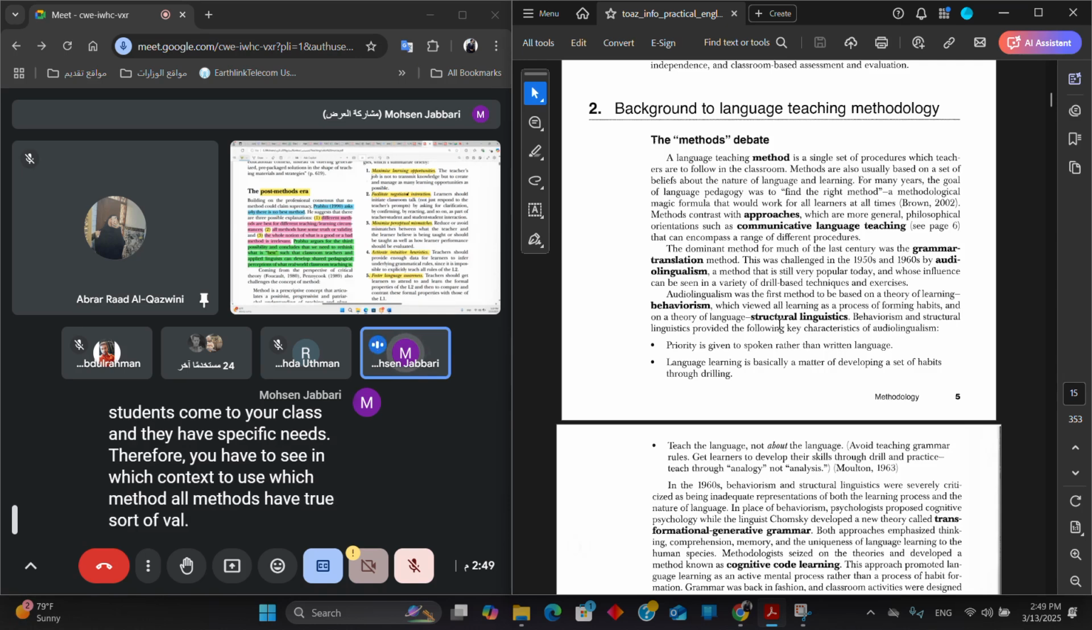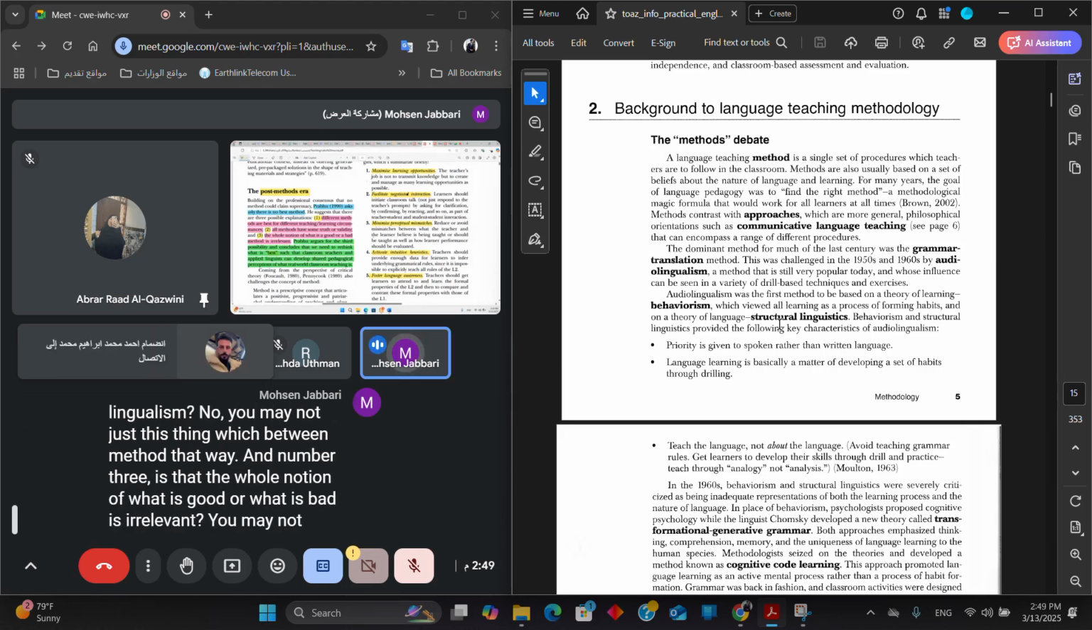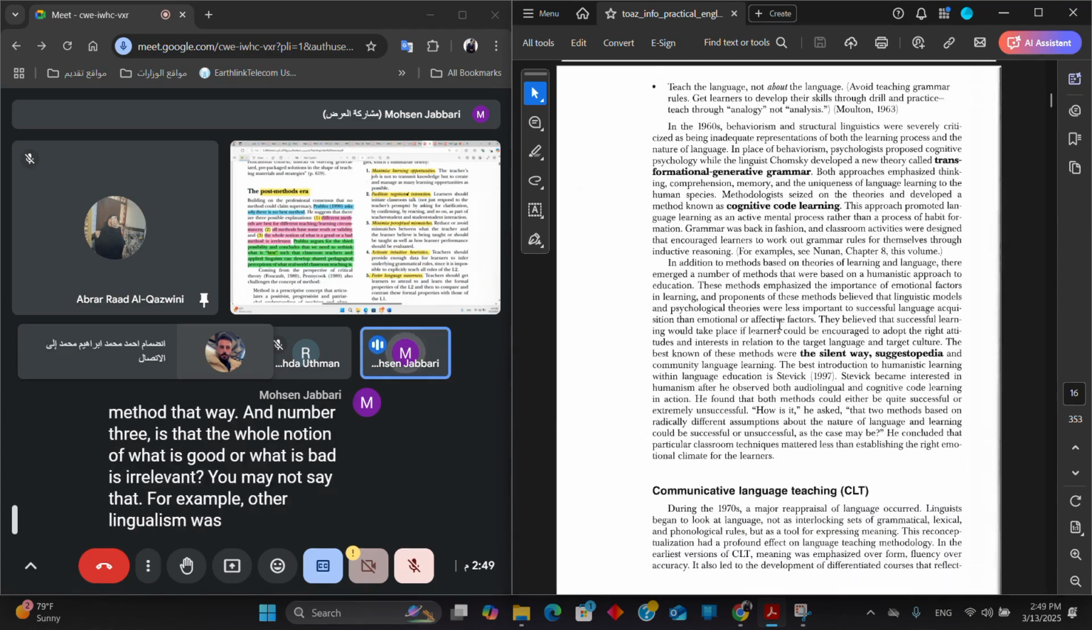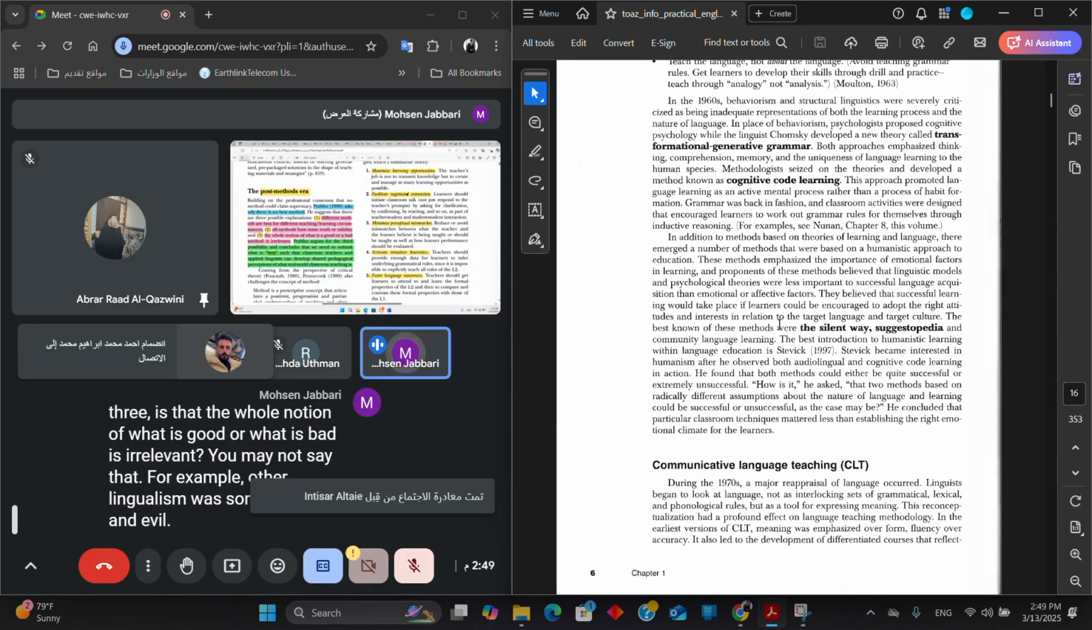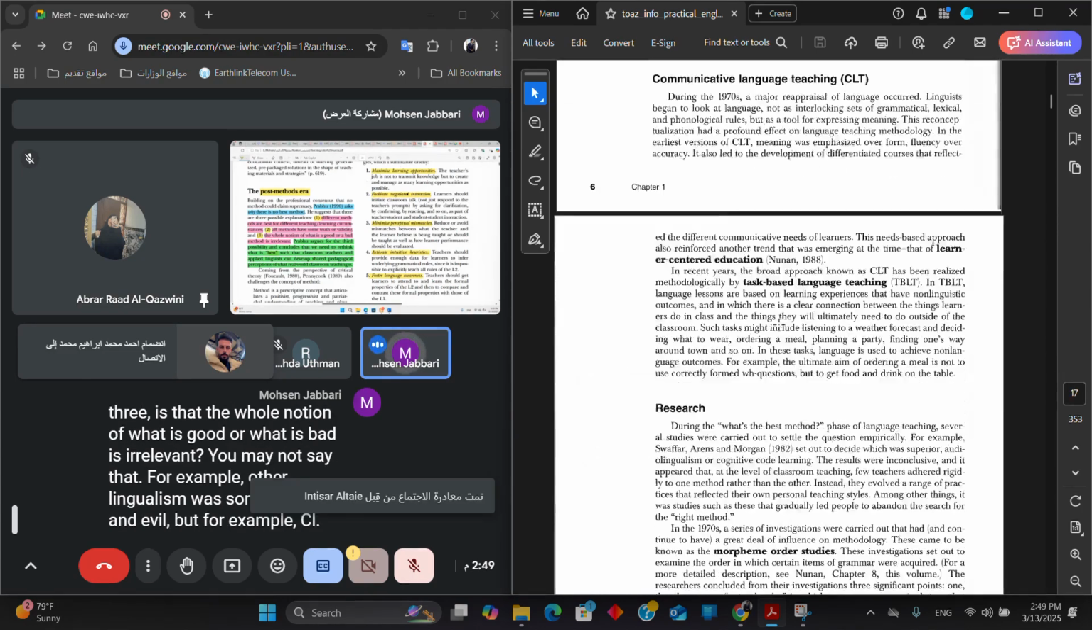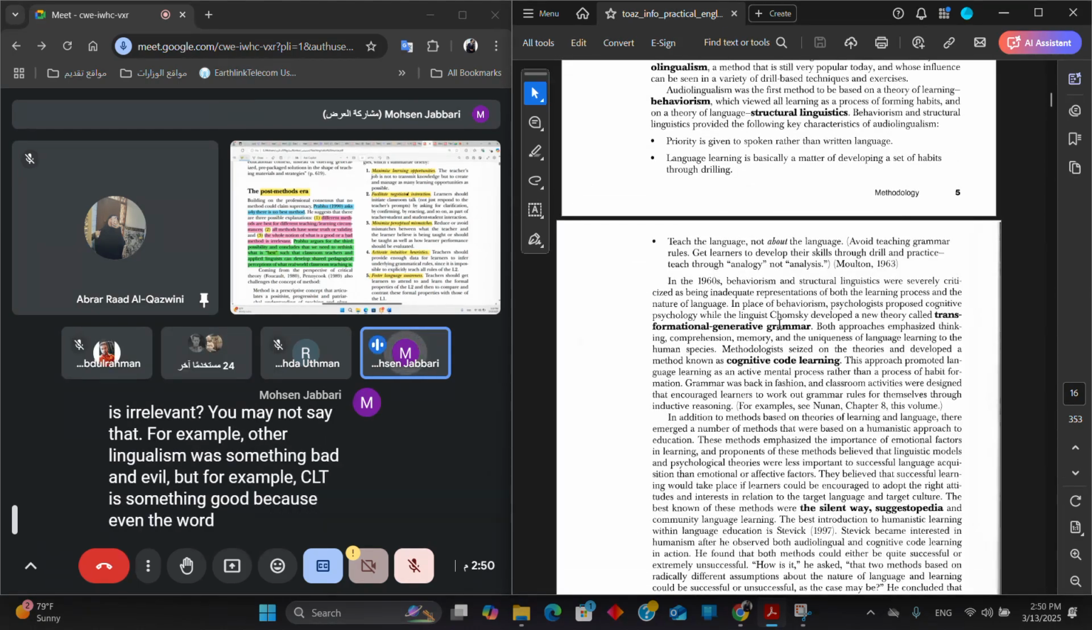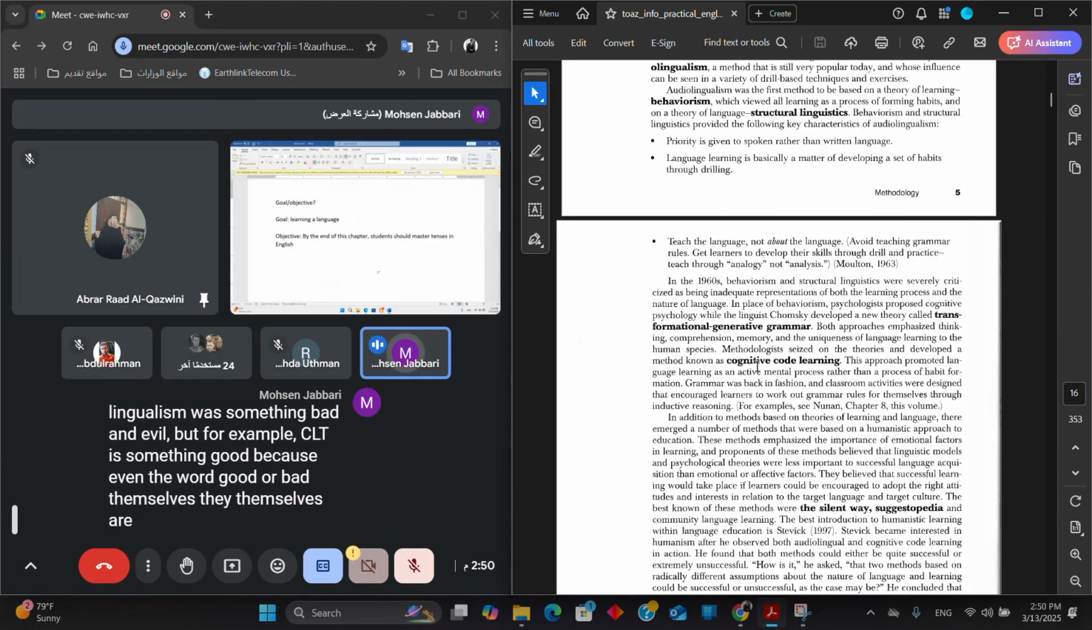All methods have truths or validities. It is not the case that you say audiolingualism was something bad and CLT is much, much better than audiolingualism. No, you may not distinguish between methods that way. And number three is that the whole notion of what is good or what is bad is irrelevant. You may not say that audiolingualism was something bad and evil, but CLT is something good, because even the words good or bad themselves are ambiguous.